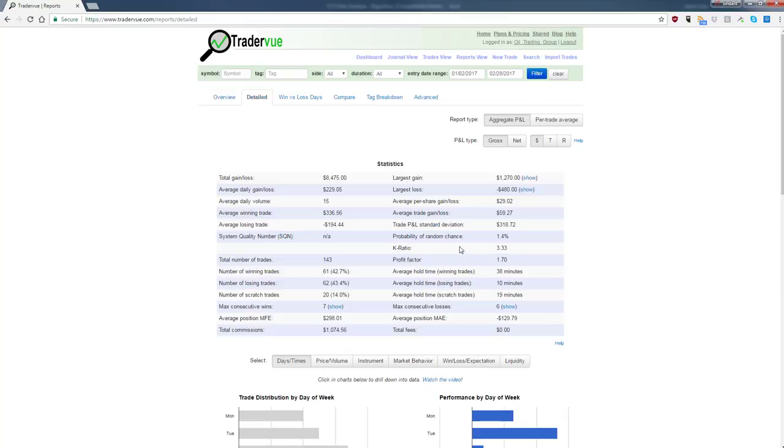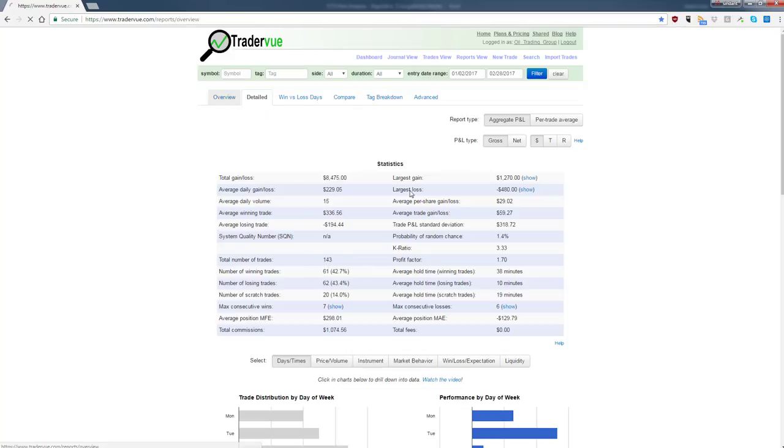I'm going to come in here into the detailed section, and you can see that we have 847 ticks for these first 2 months of the year. Take a look here at my winning trades. I want to show you this. 42.7%, we'll call that 43 as we round up, and 43.4, we'll round that down to 43%. So basically 42.7, 43.4, and 14% of my trades are scratch trades. And this is based on 143 trades.